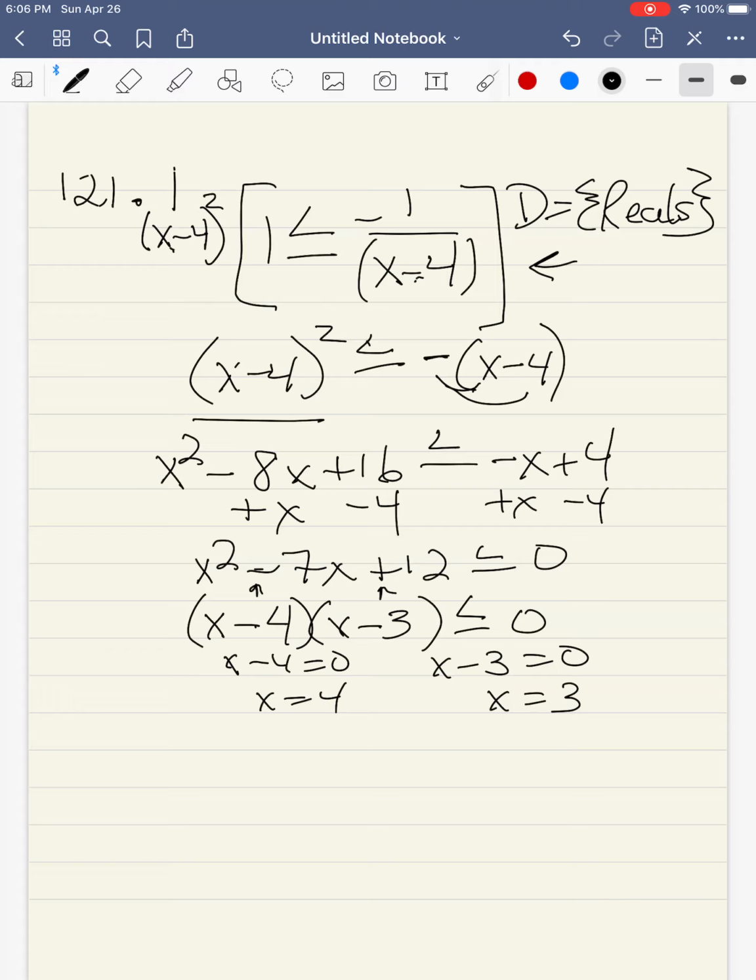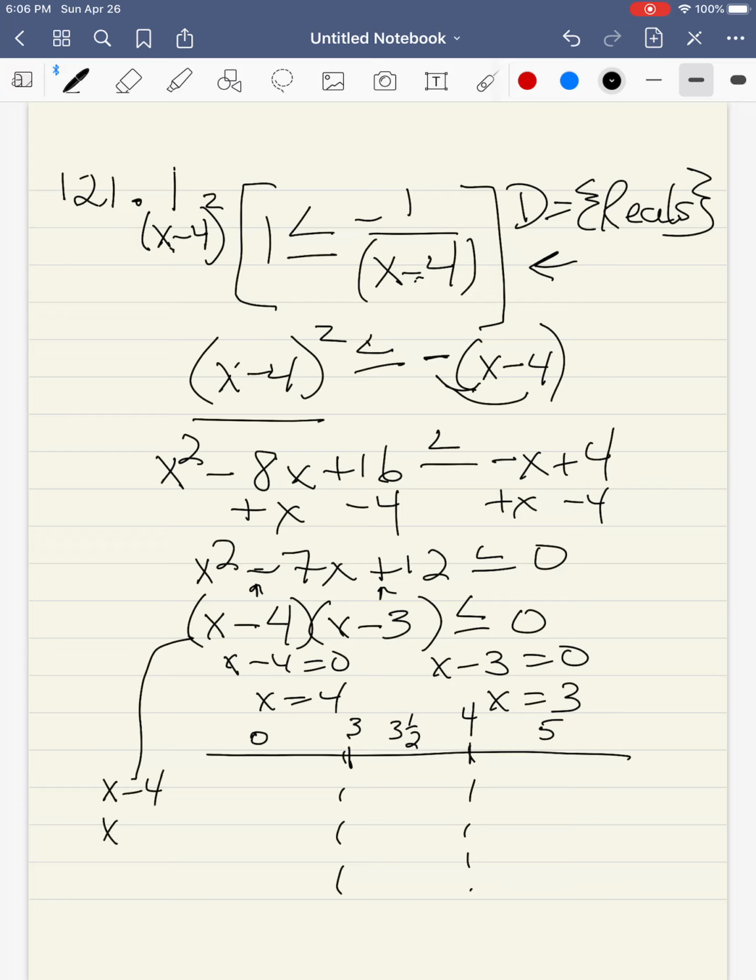And then you put these points on the number line, and when you do that, for this particular case, you realize that there's no whole number in between 3 and 4, and that's not a problem. It still breaks the number line up into 3 regions. So a number out here might be 0, a number in here, 3.5, and a number out here, 5, or anything larger than that. So remember, these factors go right here, x minus 4, x minus 3, and you plug these numbers in each region into each one of the factors.